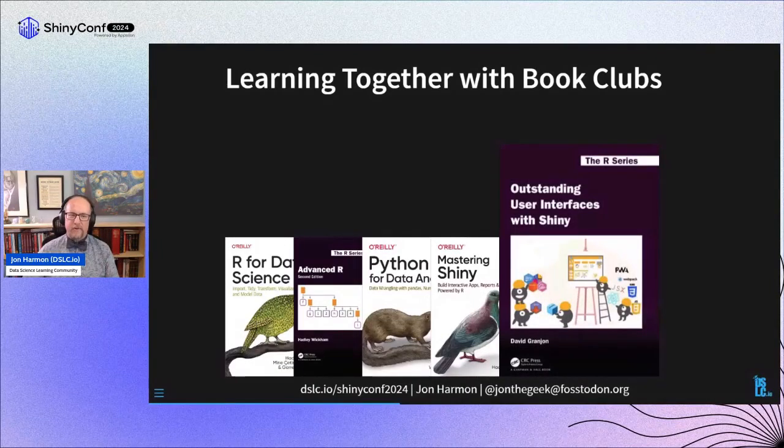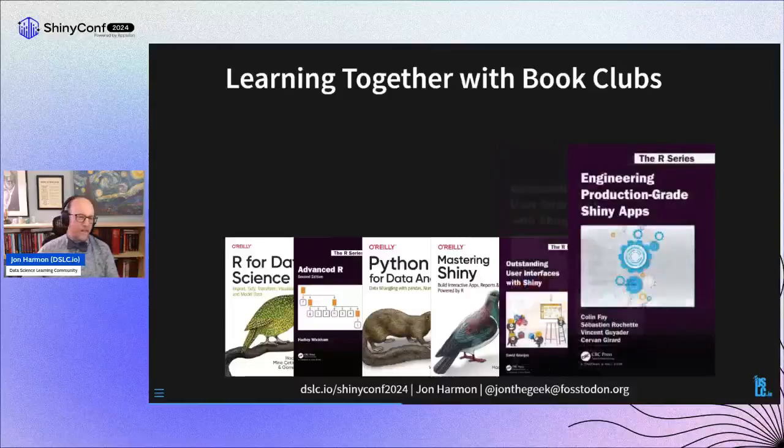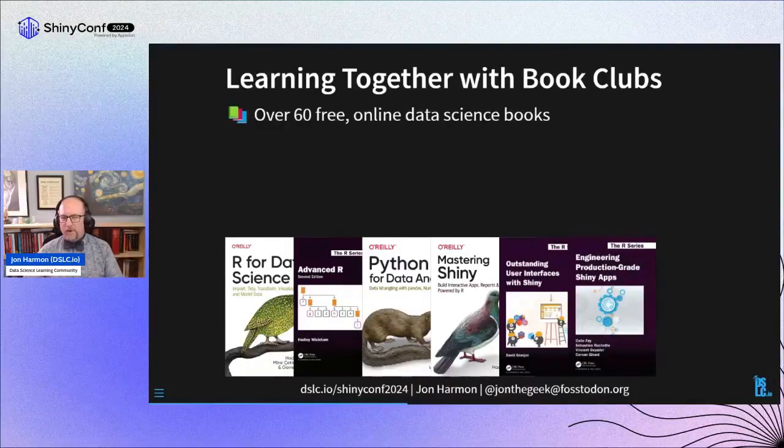We've had other Shiny books like Outstanding User Interfaces with Shiny, Engineering Production-Grade Shiny Apps, and many more. We've done JavaScript for R. We have over 60 free online data science books that we cover. And technically, it's books and book-like things like free online courses. We've had a couple of clubs that did pkgdown sites of packages where we read the documentation cover to cover. And that was really interesting. There was so much to learn there. The only requirement is they need to be legally free online so that everyone can participate no matter what their financial situation might be.